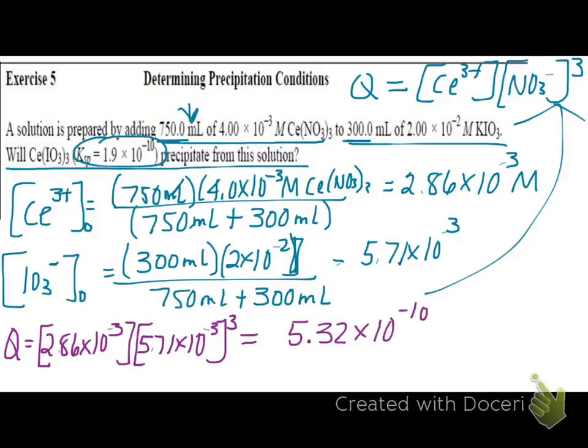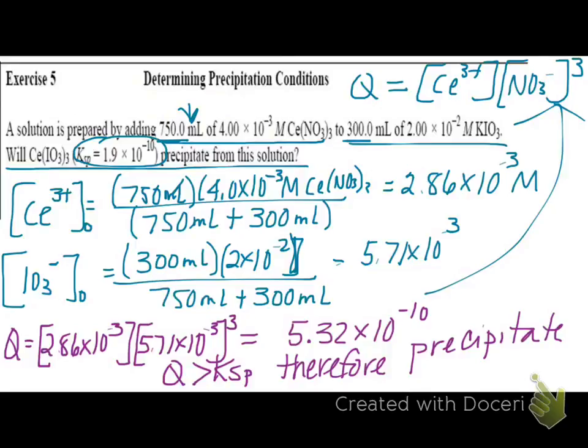Okay? Now here's where I want to caution you. If you were working this problem out on the Ksp on the AP exam, you would actually need to state, don't just say, yes, a precipitate will form. You need to state, Q is greater than Ksp, therefore precipitate will form. It's very important that you say that. Okay? Because when we compared this value, 5.32, to 1.19, it is greater than, so we would get a precipitate. Okay? That was fun. You want to do another one?